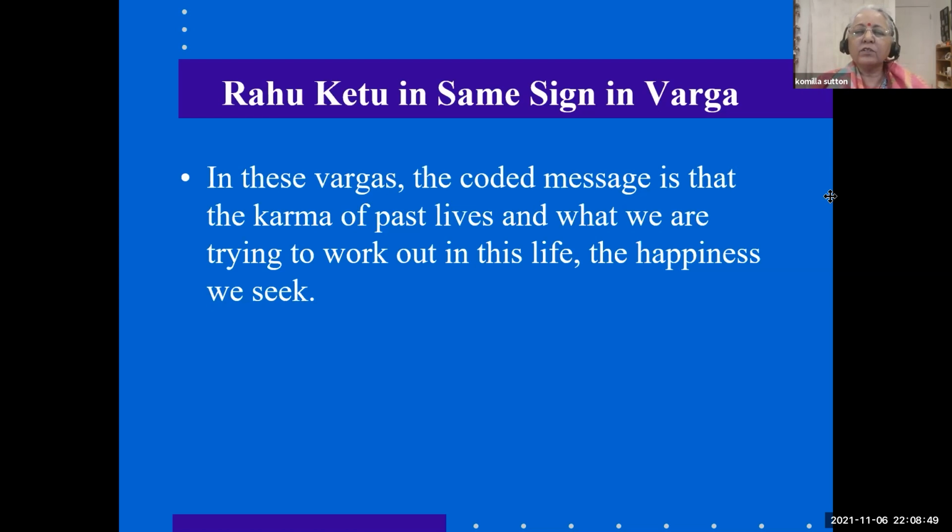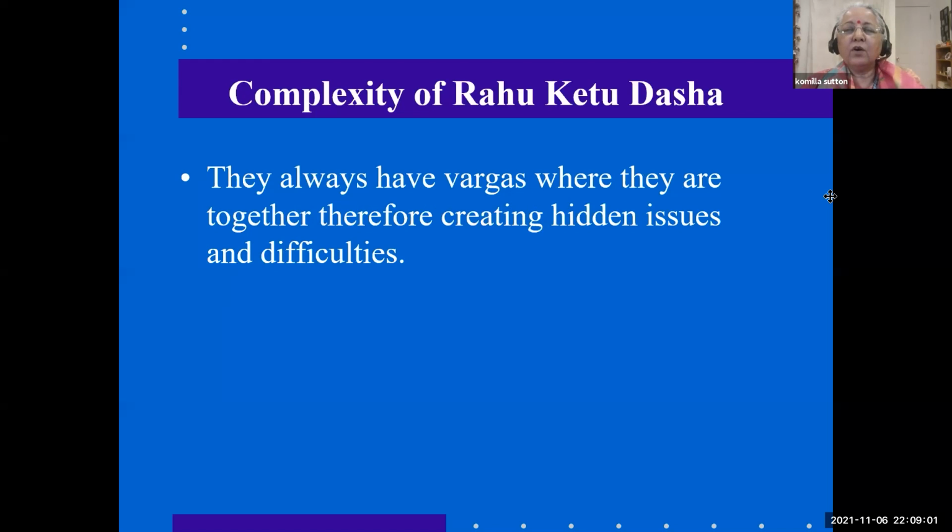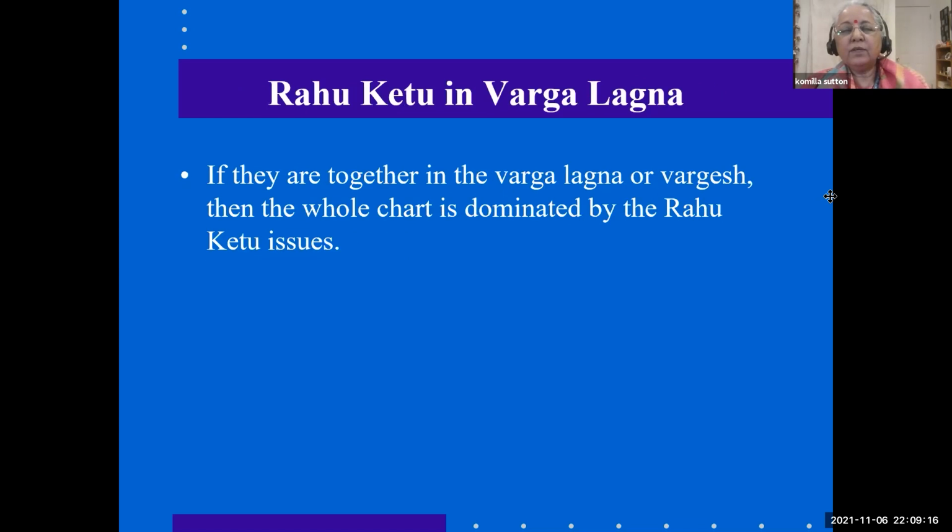Now, in these vargas, the coded message is the karma of the past life, what we are trying to work out in this life, and the happiness we seek. Because they are in the same sign, it's focusing on one sign, and it's like the Kundalini is resting in that one sign. So there are always vargas where they are placed together, therefore creating hidden issues and difficulties. And then we have to see how to deal with it.